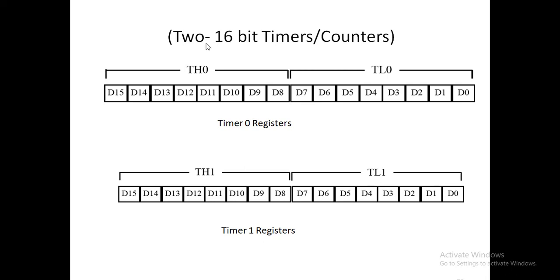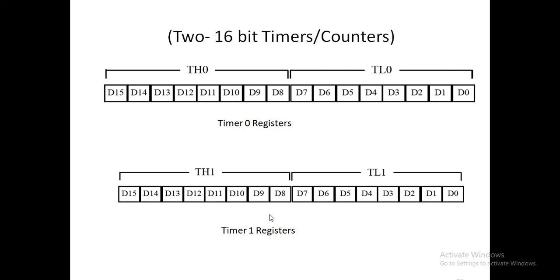The 8051 consists of two 16-bit timer and counters. How can we claim it is a 16-bit timer and counter? Because 8051 is an 8-bit microcontroller, how is it possible to make two 16-bit timer and counters? In SFR, we have the registers TL0 and TH0, TL1, TH1. We combine TL0 and TH0, we make the 16-bit register. This register we call the timer 0 register. So we can claim it is one 16-bit timer counter.